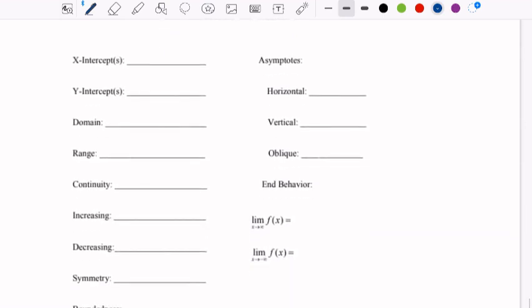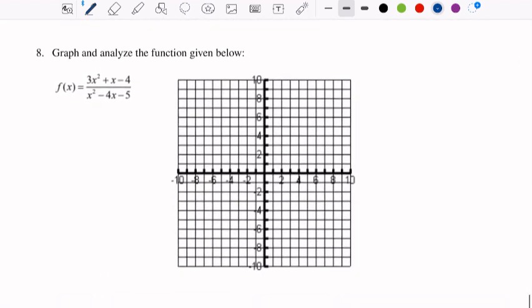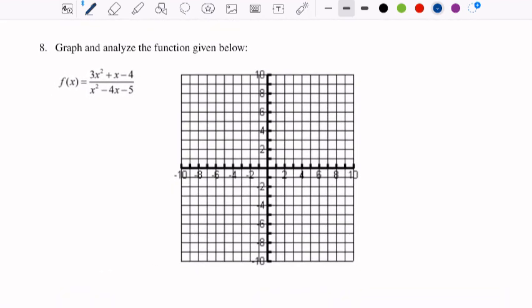X-intercepts, Y-intercepts, domain, range, continuity, increasing, decreasing, symmetry, boundedness. We're going to talk about extrema. We'll mention all of our asymptotes and then define our end behavior using limits. So for this function, let's go ahead and factor it.